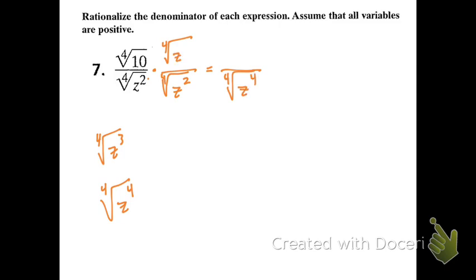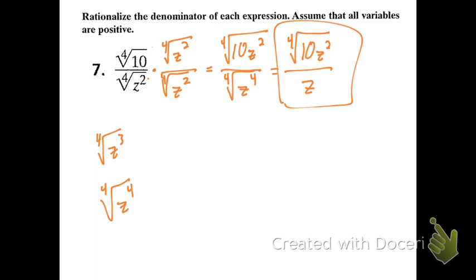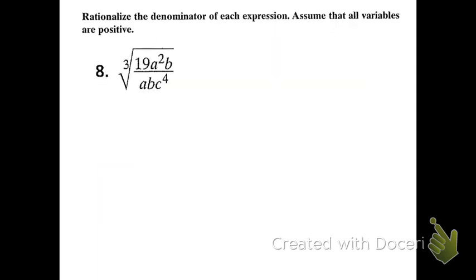If you multiply top and bottom both by the 4th root of z squared, then you end up with the 4th root of 10 z squared up top. So the last thing we can do, can't do anything really to the numerator, take the 4th root of 10 z squared, but the denominator though, the 4th root of z to the 4th is just z. And that's it. Donezo. Last one. Okay, this one's not that bad.